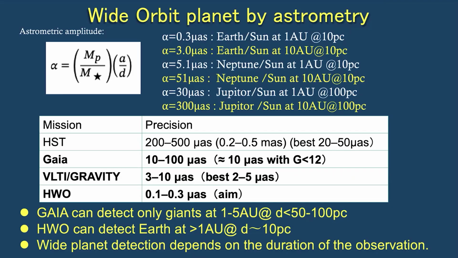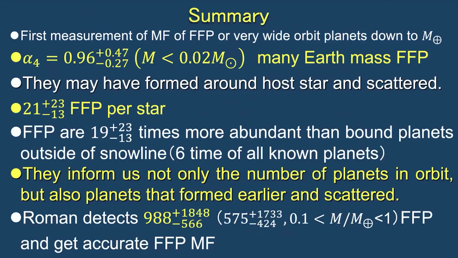But how wide we can go is dependent on the duration of the observation. If HWO extends to 10 years or 20 years, they can detect wider orbits. But anyway, it is very important to study the geometry and demographics of the wider orbits in collaboration with the free-floating candidates to really understand the nature of such objects.